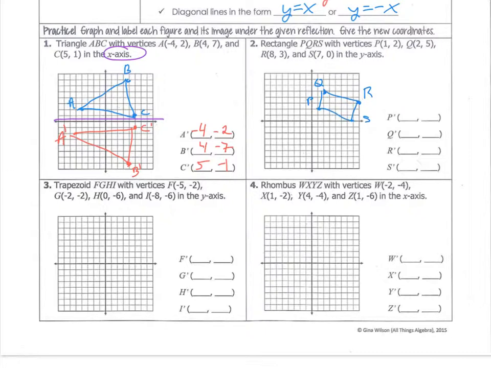So what shape is this? Oh, I guess I told you. It's a rectangle. Make sure you highlight your line of reflection. Oh, this one's a rhombus. So I'm totally doing the wrong one. So I'm going to erase what I've done.